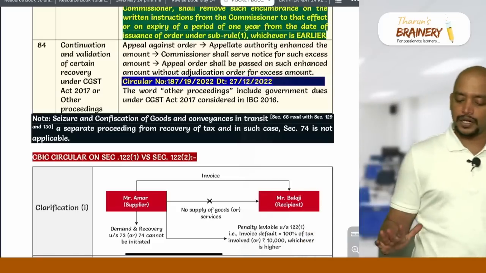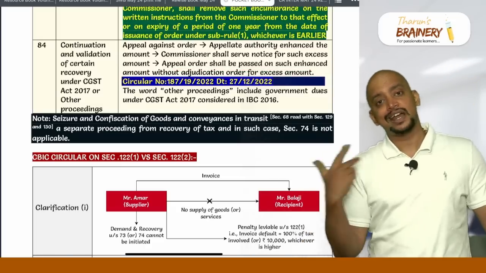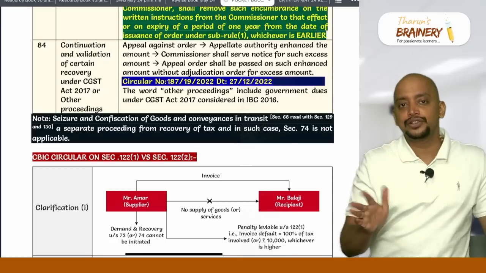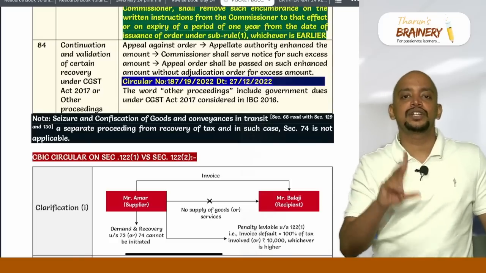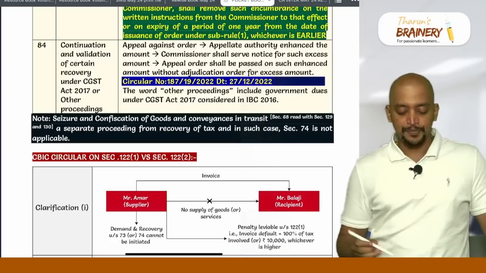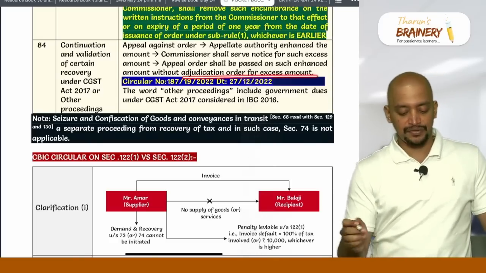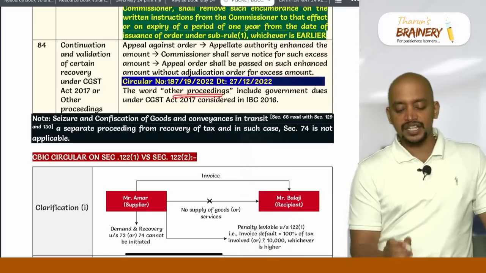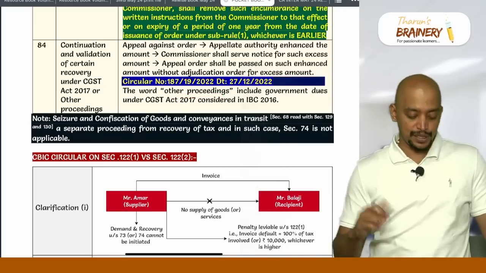Okay. So therefore, appeal order will be passed for that enhanced amount 7 lakhs. There won't be any adjudication order, just the commissioner will give a notice for the 2 lakh rupees. So that is this, without adjudication order for excess amount. And other proceedings means any proceedings, it can be under IBC also.